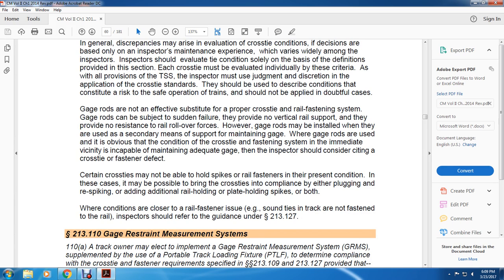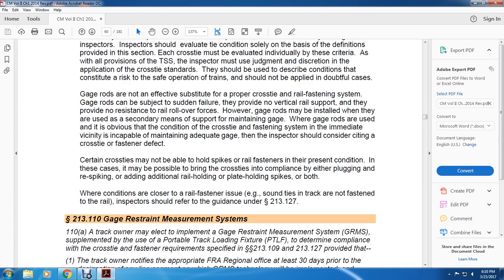They provide no vertical rail support and they provide no resistance to rail rollover forces. However, the gauge rod may be installed when used as a secondary means of supporting and maintaining gauge. The gauge rods are used for the obvious condition where the cross-tie fastening system in the immediate vicinity is incapable of maintaining adequate gauge. The inspector should consider citing the cross-tie and fastener defect.